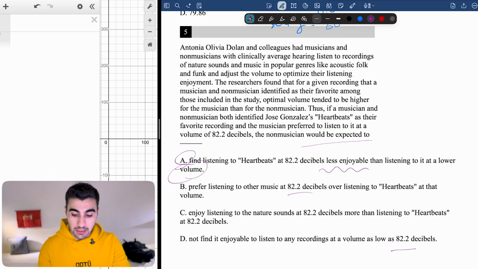They would want to listen. They would enjoy listening to this music in a lower decibel, in a lower volume. So choice A is the most correct answer for this question.